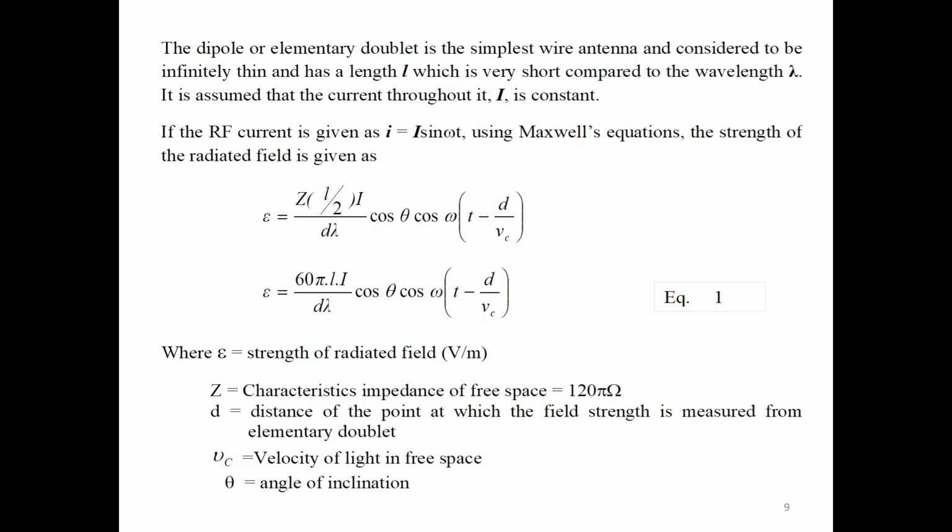We say in the above equation, E is the strength of the radiated field, Z is the characteristic impedance of free space, which is given as 120 pi ohms. D is the distance of the point at which the field strength is measured from the elementary doublet. Vc is the velocity of light in free space, and theta is the angle of inclination.